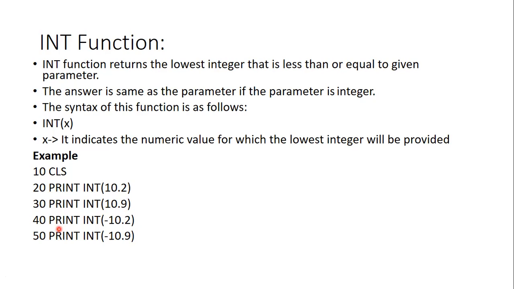Line number 40, print INT minus 10.2. So minus 10 would be printed, and the 0.2 would be discarded. Then line number 50, print INT minus 10.9. So minus 11 would be printed.